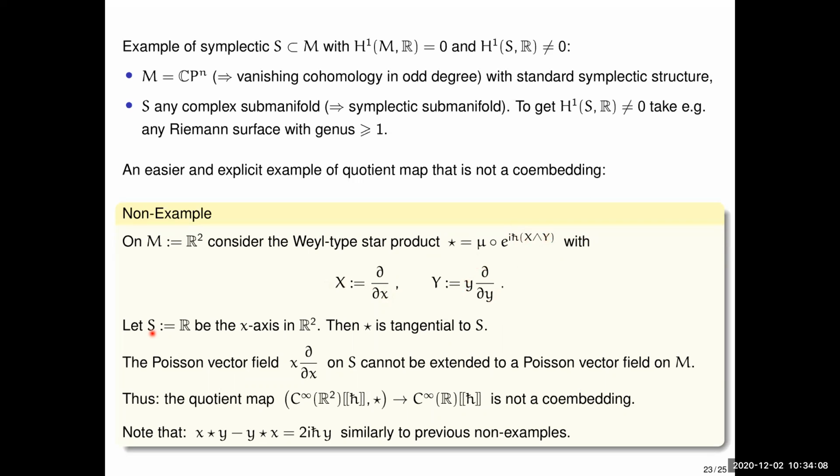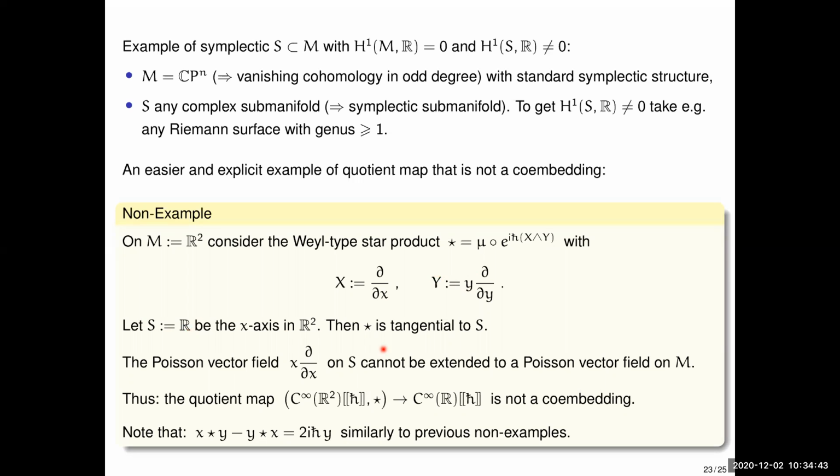And as a submanifold, okay, and this is not a symplectic example. The Poisson structure on M is the wedge product of x and y, so it vanishes for y equal to 0. So it's not a symplectic counterexample, it's a Poisson one. As S, you can take the horizontal axis, and this star product is tangential to S simply because it becomes trivial on S, it becomes commutative. For y equal to 0, star is the pointwise product.